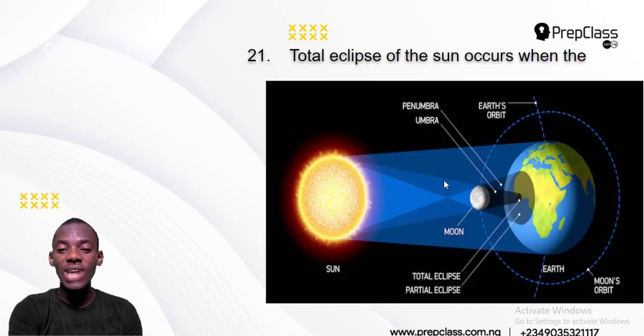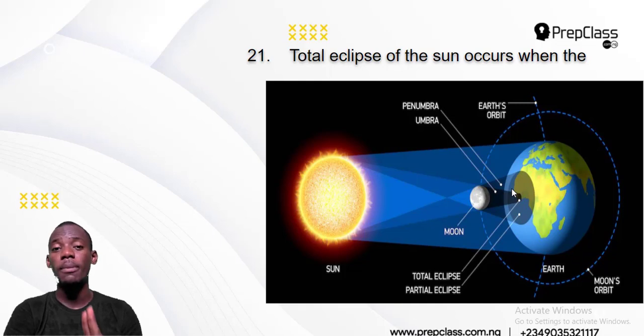Now remember that the shadow casted by the earth, this deep shadow is called umbra, and the not too dark shadow is called the penumbra. So there are two types of shadows. The very black one is called umbra, and the not too black one is called the penumbra. Please take note. That might be a question for some other time.